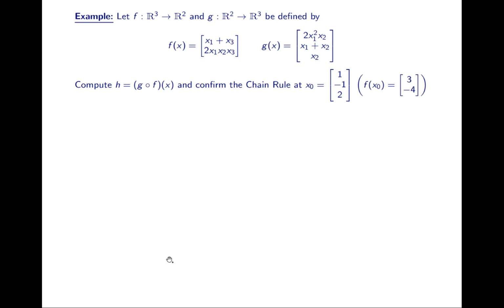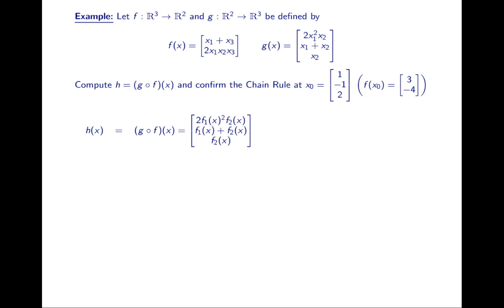So let's compute the derivative of h by computing h and taking a derivative, and using the chain rule, and confirm that, in fact, it works. So we'll consider computing the derivative at x naught. Of course, I'll need to compute the derivative of g at f of x naught, which is (3, -4).